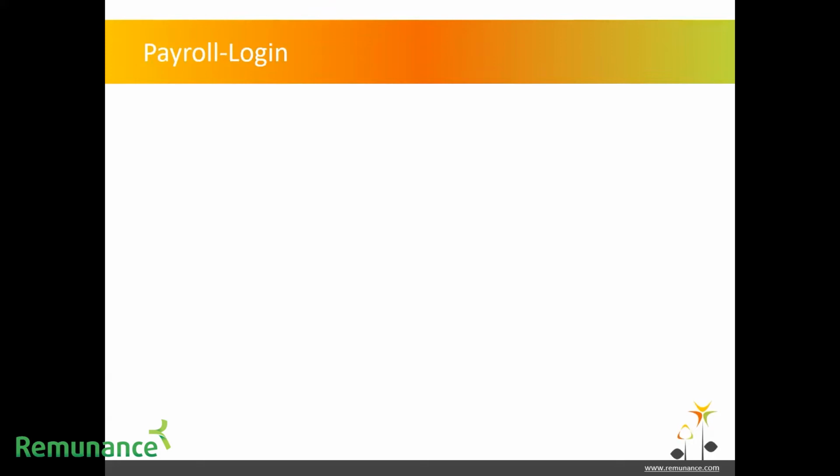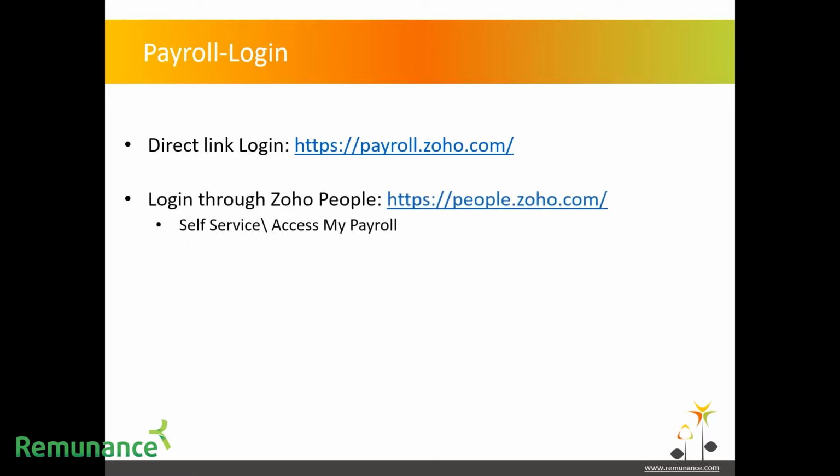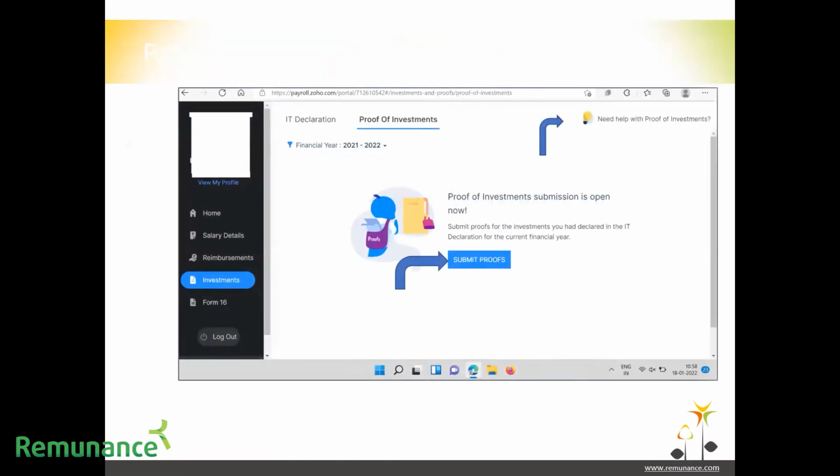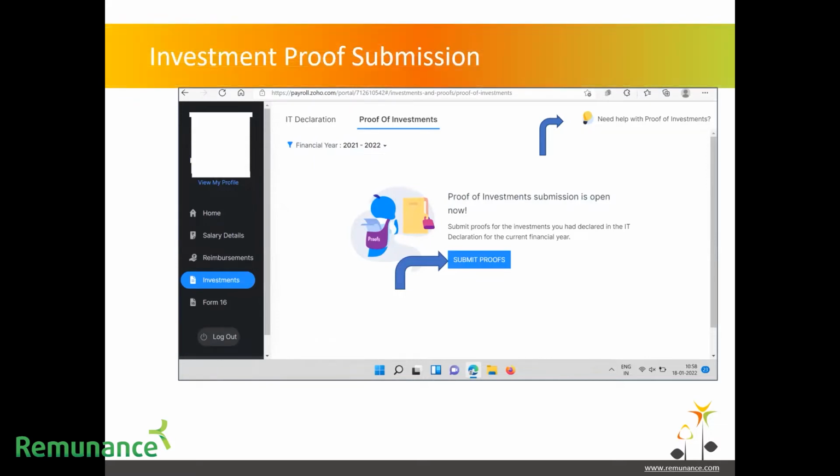So to start with, as you all know by now, we use Zoho Payroll, and you can directly log in to the portal either through payroll.zoho.com or through people.zoho.com self-service, access my payroll. So both ways you can access your payroll portal. Once you log into your payroll portal, we will be enabling investment proof submissions for all the employees in February, between the period 8th February to 18th February.